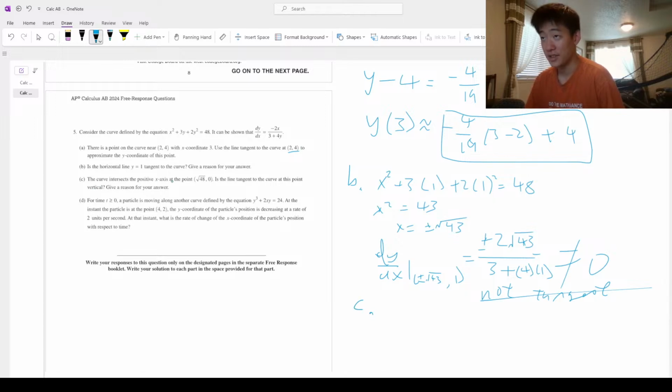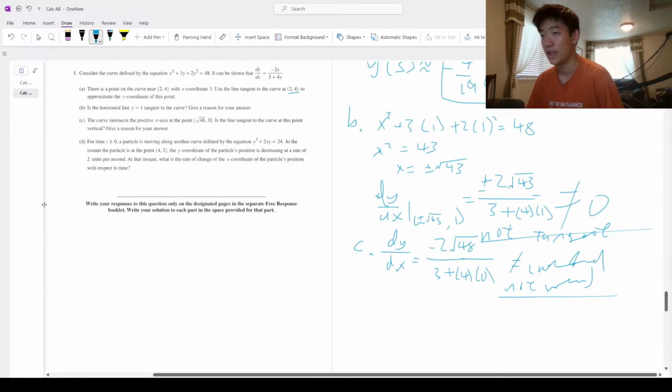Curve intersects the positive x-axis at this point. Is the line tangent to this point vertical? Okay, well, is the derivative undefined? Can we have a 0 here? dy over dx at this feels really simple, but I think it's just testing if you can plug it into a differential equation. It's not undefined, so it's not vertical. Not undefined, not vertical. That's all you have to do.